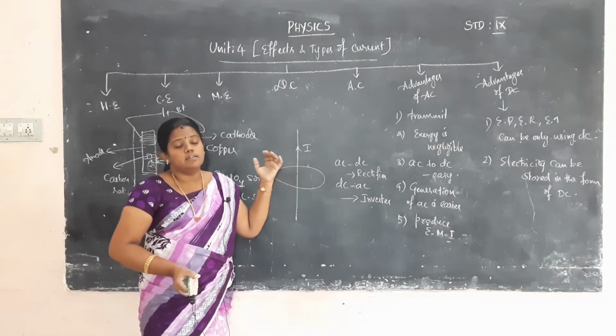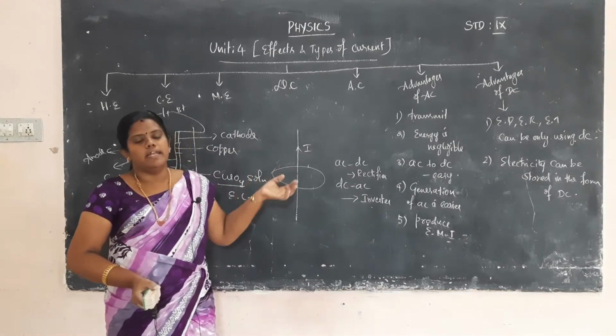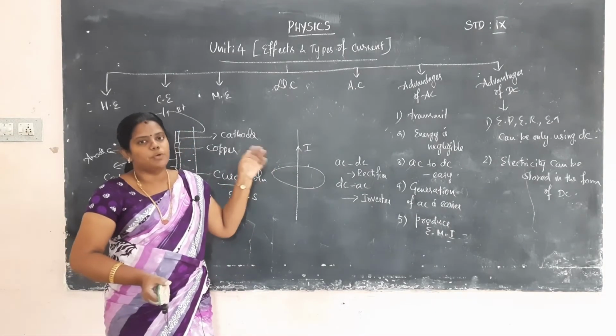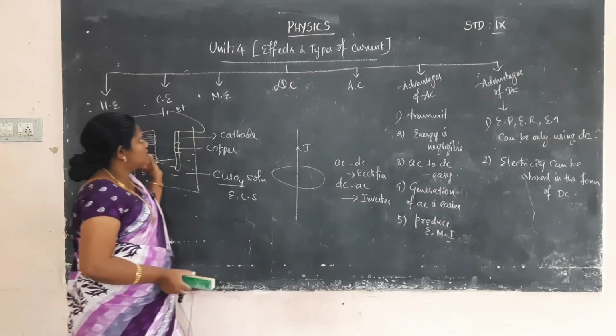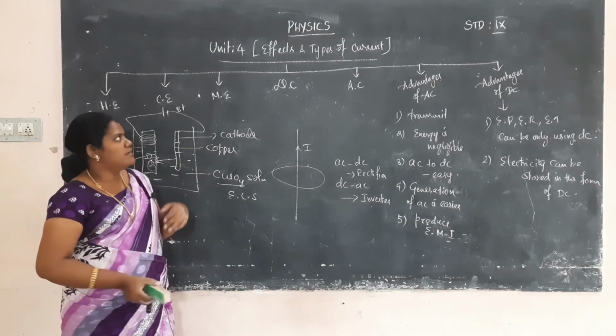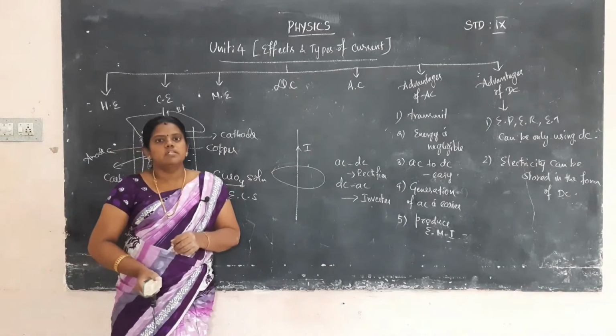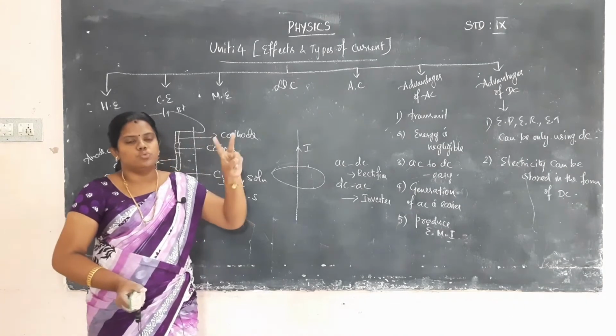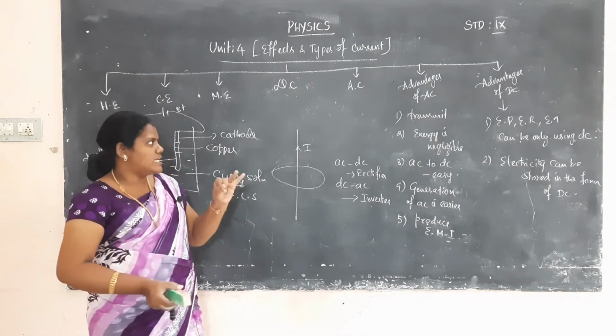So the direction of current is indicated by using the right-hand thumb rule. Okay, so these are the three effects of current. Next I will go for types of current. Types of current are classified into two: one is DC current and one is AC current.